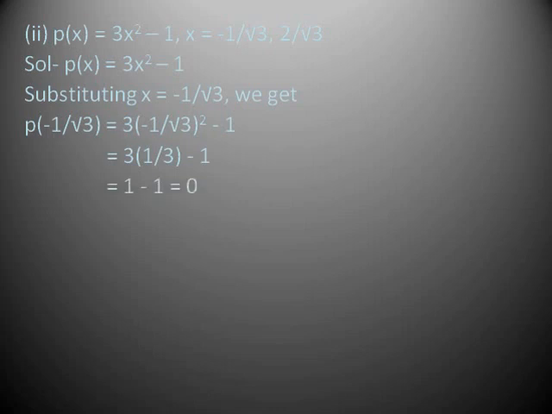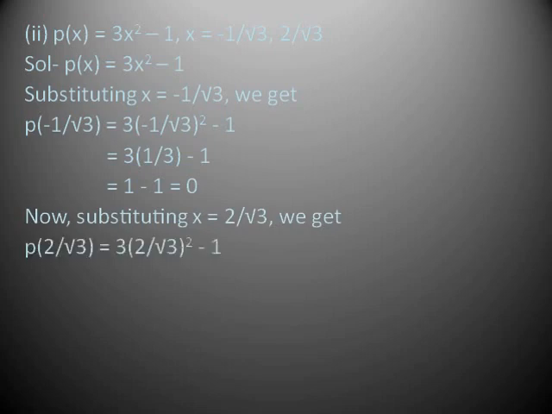Now substituting x equals 2 by root 3, we get p(2 by root 3) equals 3 multiplied by (2 by root 3) whole square minus 1, the same as the previous one. We will take the square, in the bracket we'll get 4 by 3 minus 1. Again 3 and 3 will be cancelled. We will get 4 minus 1, which is equal to 3.